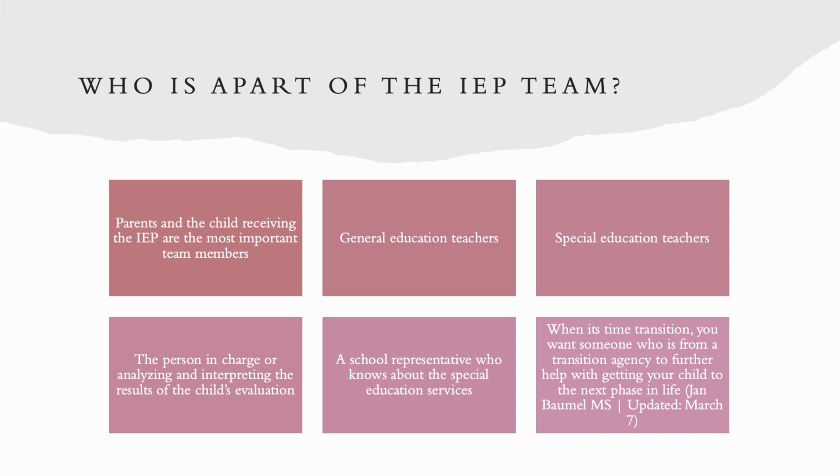And then you have general and special education teachers that the student will have some of the most contact with. You have the person in charge of analyzing or interpreting the results of the evaluation, a school representative who knows and specializes in special education services, and there will come a time where it's time for the students to transition to a different phase of life. So you will want someone from a transition agency who will be on the team to assist with that part.